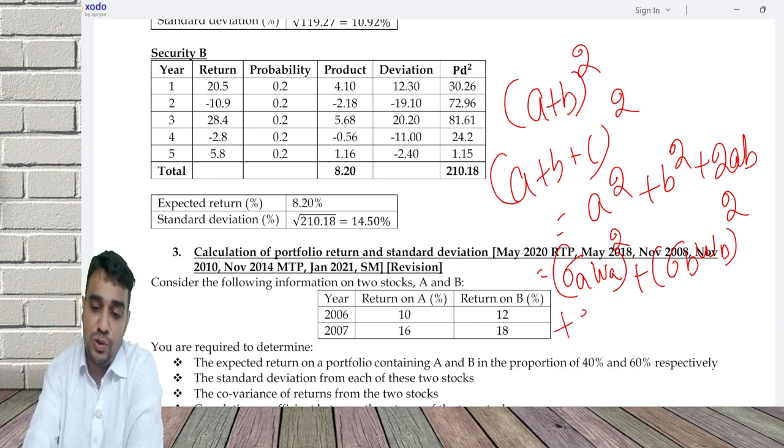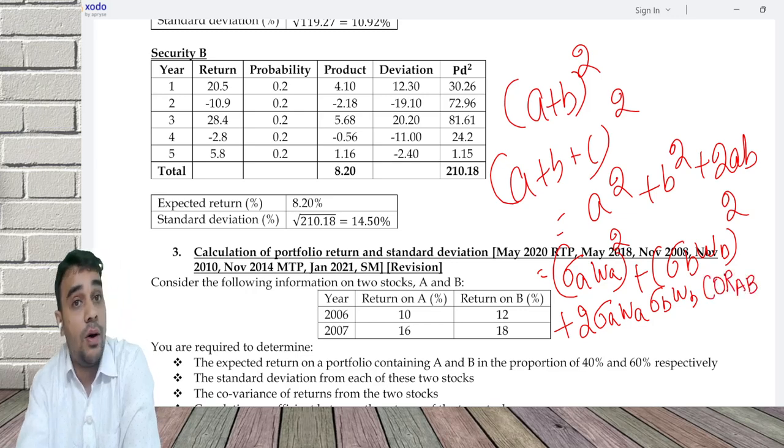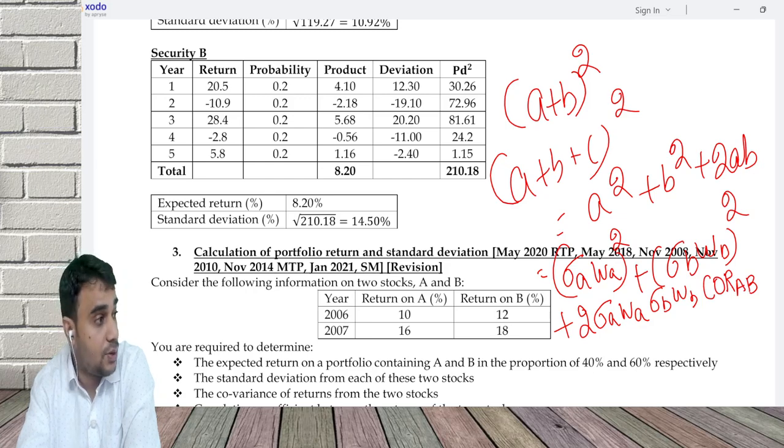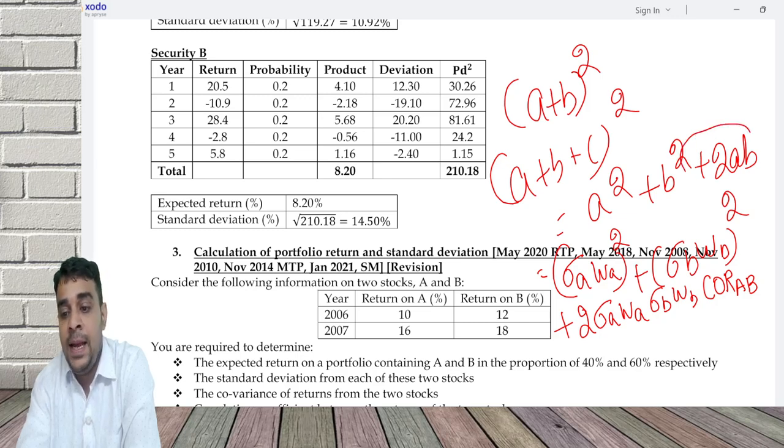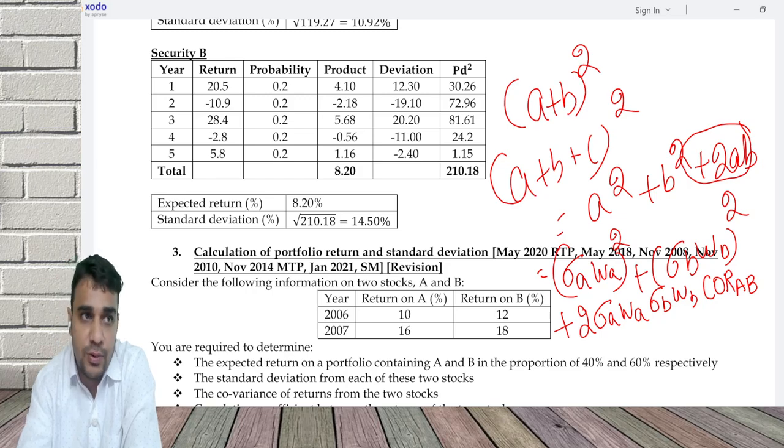What is 2AB? It is 2 sigma A WA, sigma B WB, and attach correlation AB. That correlation can make this plus 2AB a negative number also, if you have negative correlation. And the moment it becomes a negative number, risk automatically goes down. In this question, nothing is going to happen because my correlation is how much?